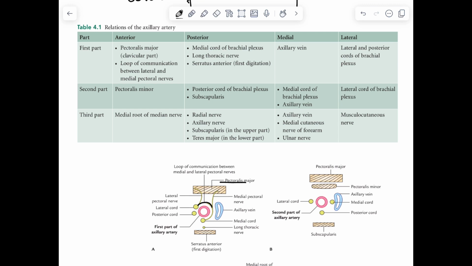And then there is a loop of communication between the lateral pectoral nerve and the medial pectoral nerve. Posteriorly, we have the medial cord of the brachial plexus and the long thoracic nerve, which supplies the serratus anterior, and the first digitation of the serratus anterior muscle. Medially, I told you the axillary vein is medial throughout the entire course of the axillary artery. And laterally, the lateral and the posterior cords of the brachial plexus lie lateral to the first part.